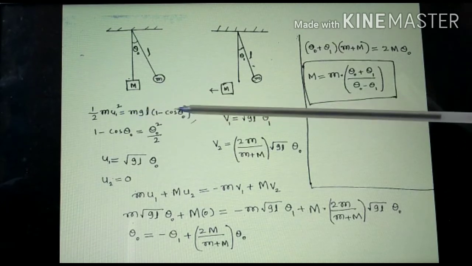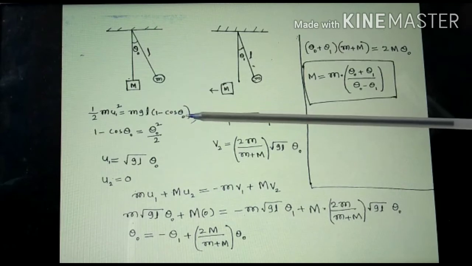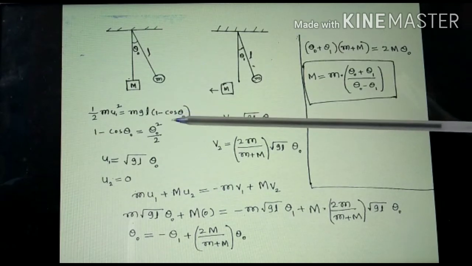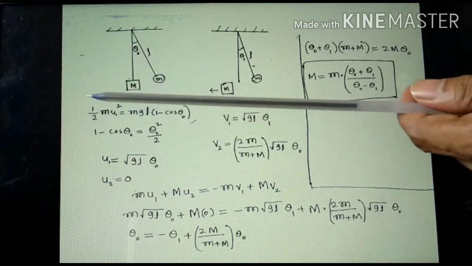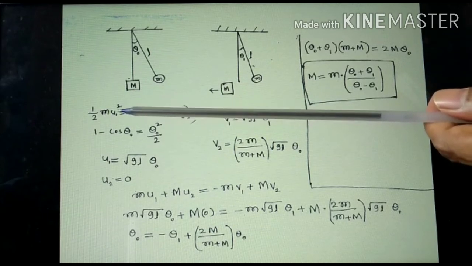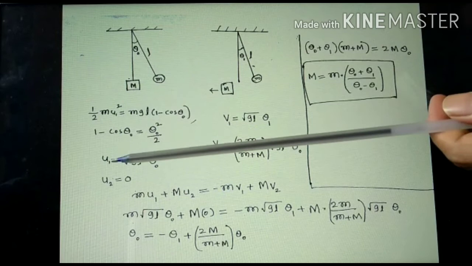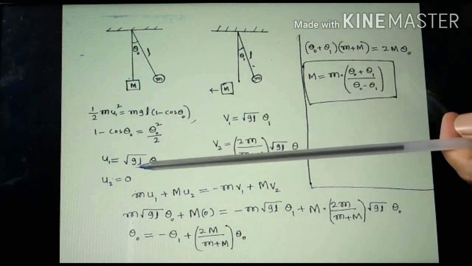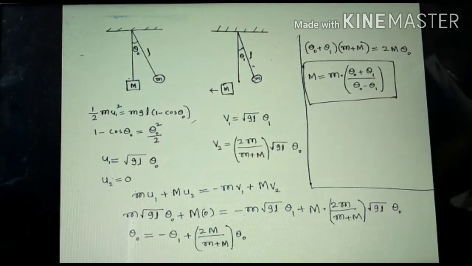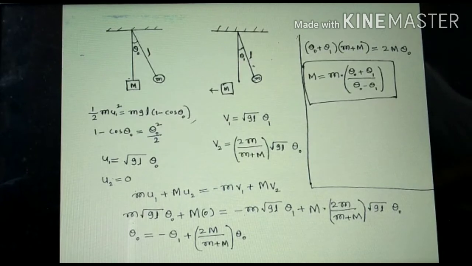MGH, it is just like the MGH formula, where H is equal to L into 1 minus cos theta naught. This MGH must be equal to half mu1 square. So with this we can calculate what is u1. u1 equals square root of 2GL(1 minus cos theta naught). Here the most important thing, another piece of information is also given: these angles theta naught and theta 1 are small angles.